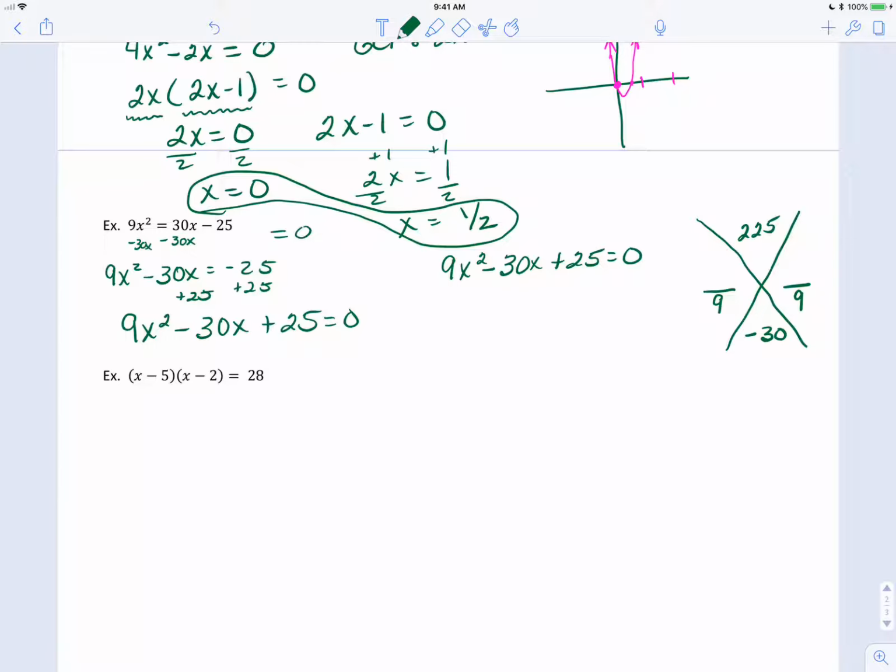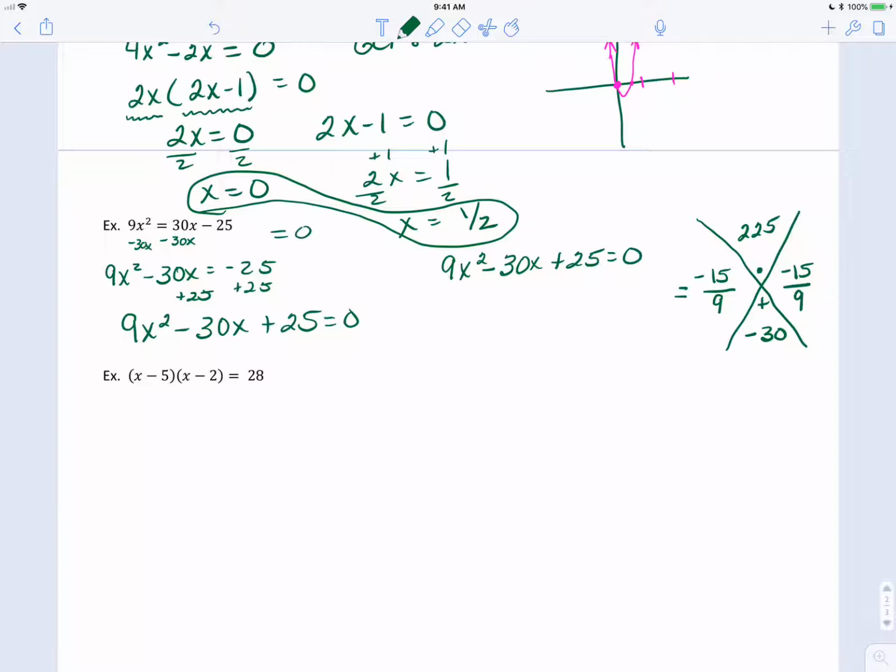So let's see. I'm just going to have to play on my calculator here. So 225 is 15 times 15. Oh, and they're both negative, so that looks like they'll both work. So negative 15 times negative 15 makes positive 225, and negative 15 plus negative 15 makes negative 30.